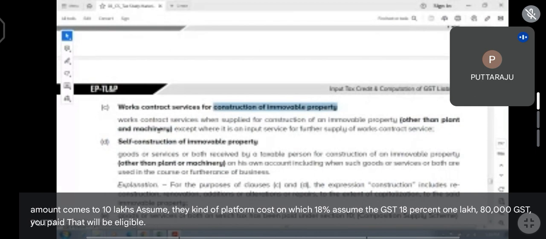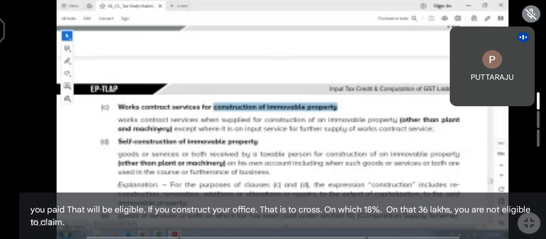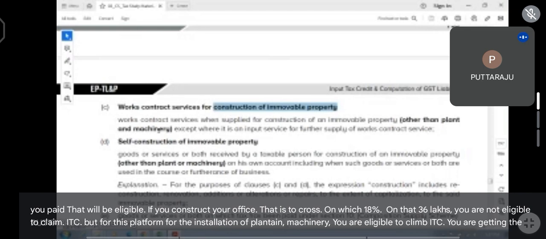If you construct your office, that is 2 crores, on which 18%, 36 lakhs. On that 36 lakhs, you are not eligible to claim ITC. But for this platform, for the installation of plant and machinery, you are eligible to claim ITC. You are getting the difference, what I meant?